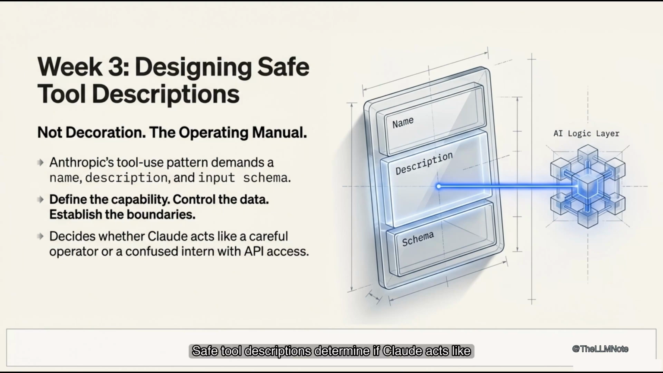Safe tool descriptions determine if Claude acts like a careful operator or a confused intern. They are not just decorative, they serve as the model's operating manual. The description tells the model when to call a capability. It specifies what data to send with each call. It clarifies what assumptions to avoid. It defines where execution authority ends.